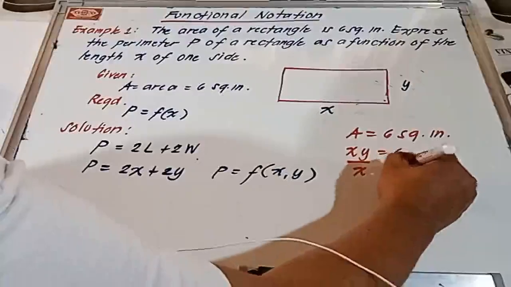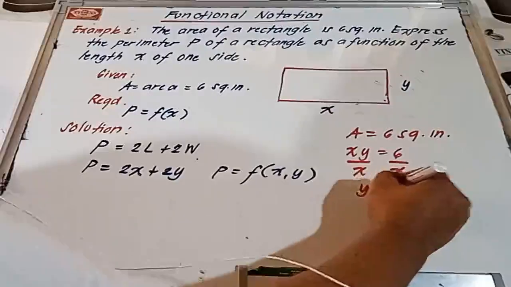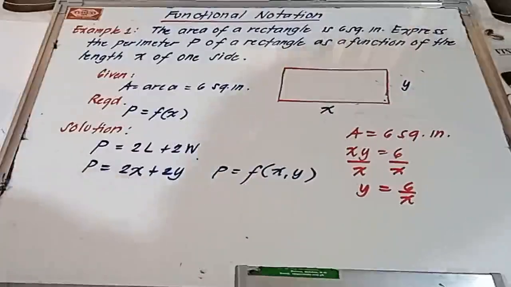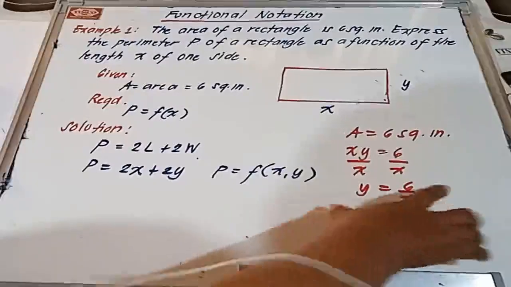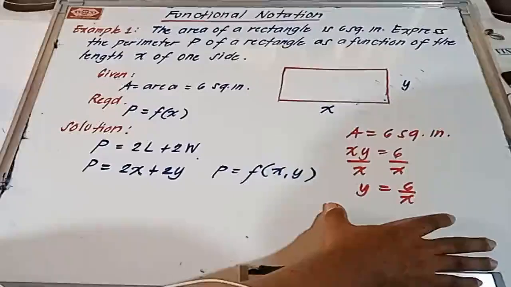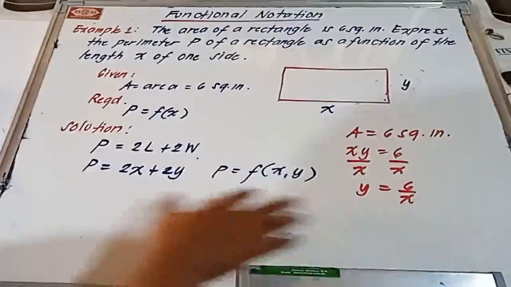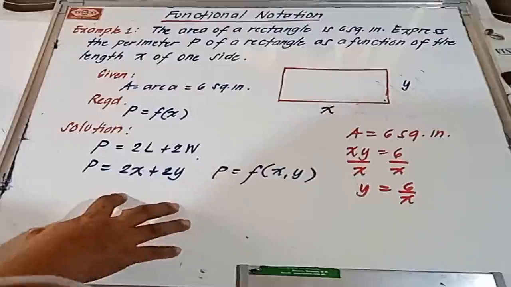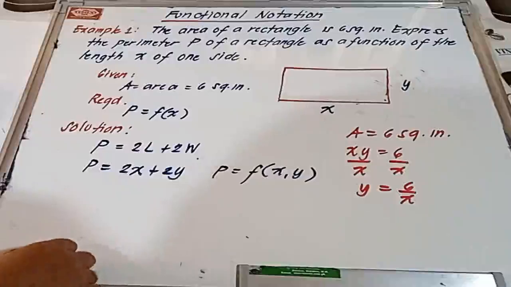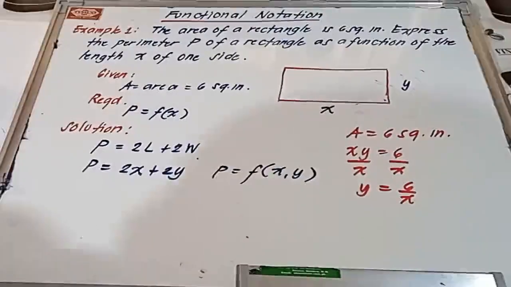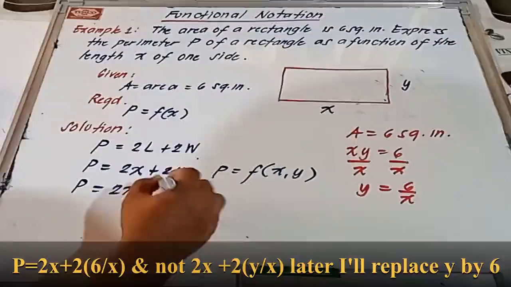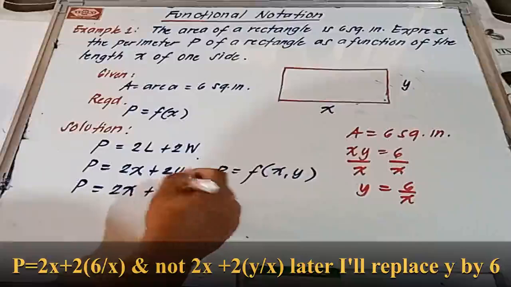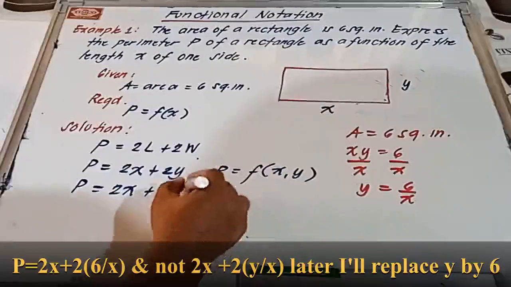Okay? Therefore, y equals 6 over x. Okay. So, therefore, we can substitute y equal to 6 over x. So, I'm going to use this value of y as a replacement of y dun sa ating formula ng ating perimeter because the required is p as a function of x only. Okay? Yung y natin. So, we have p equals 2x plus 2y, where y is 6 over x.